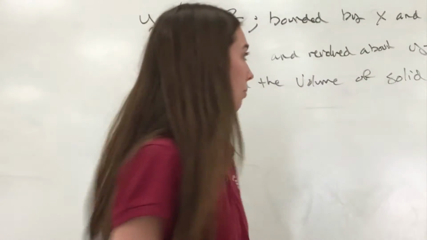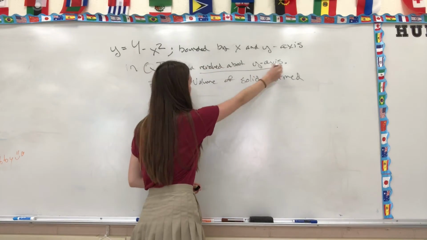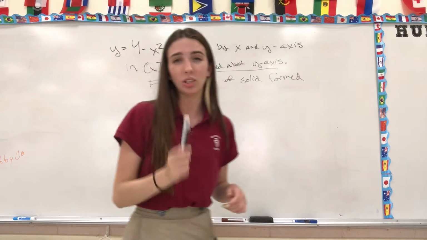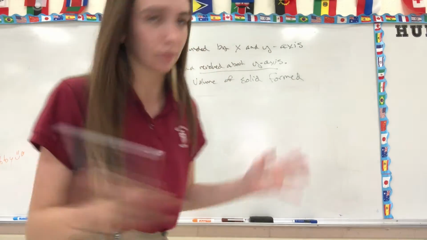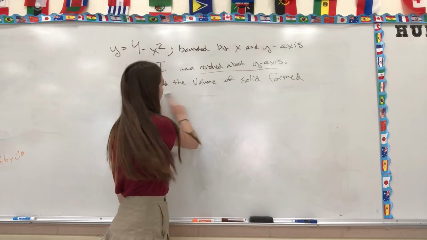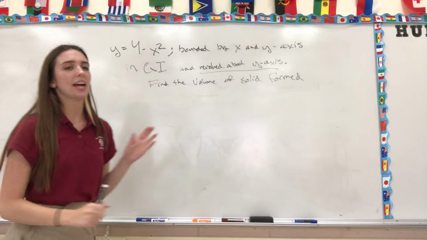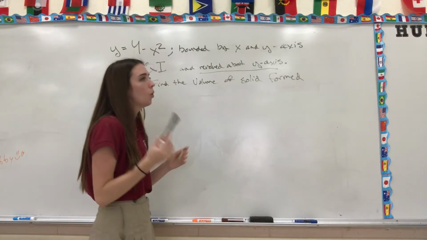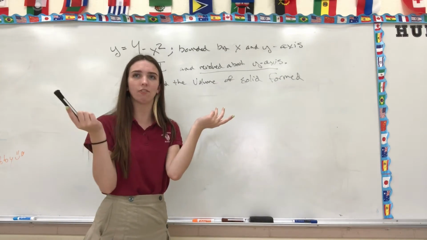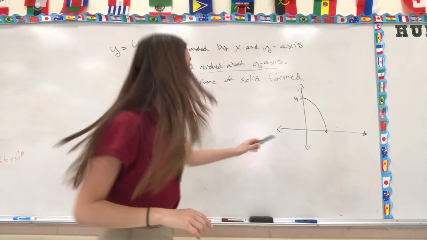Pump the brakes here. We have a revolving about the y-axis. Remember to always look at which axis it's revolving around, because that's going to change everything. The problem is find the volume of the solid formed. I don't know about you guys, but I need a graph. I need one bad for this problem, because we got to get a visual image of what they're asking for. So let's do one.